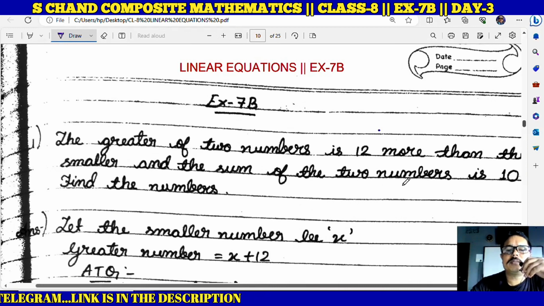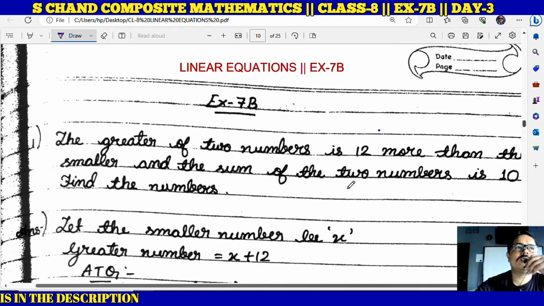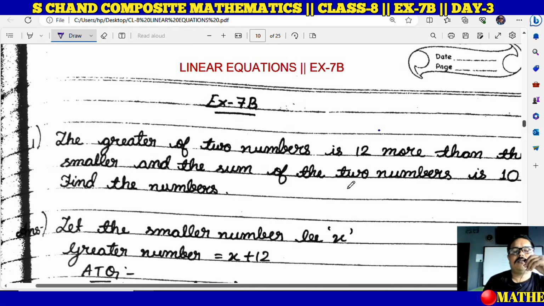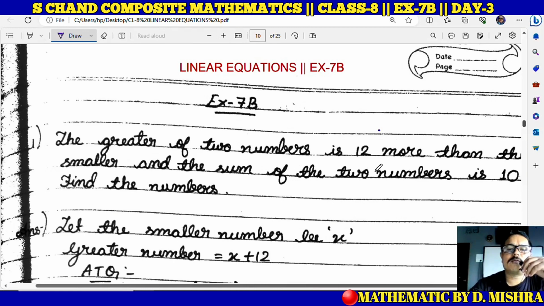The greater of two numbers is 12 more than the smaller, and the sum of the two numbers is 10. Find the numbers. So before you proceed to the answer, first you need to understand the question, because until and unless you understand the question, you won't be able to think for the answer. So what is the question here? The greater of two numbers. So there are two numbers, one is smaller and another is greater. So the greater of two numbers is 12 more than the smaller number.